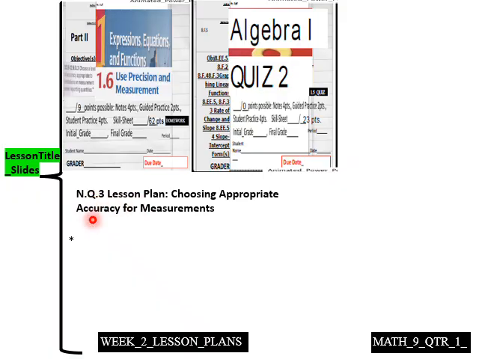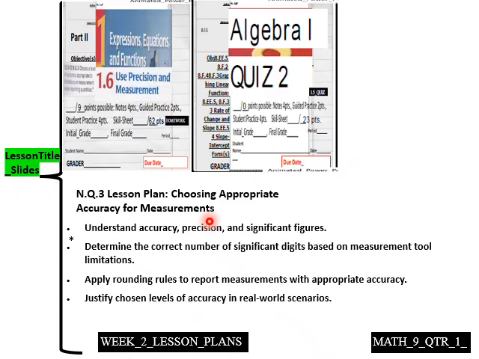But our major concern here is N.Q.3 lesson plan, choosing appropriate accuracy for measurements, which includes: understand accuracy, precision, and significant figures. Determine the correct number of significant digits based on measurement tool limitations. Apply rounding rules to report measurements with appropriate accuracy. And finally, justify chosen levels of accuracy in real-world scenarios.